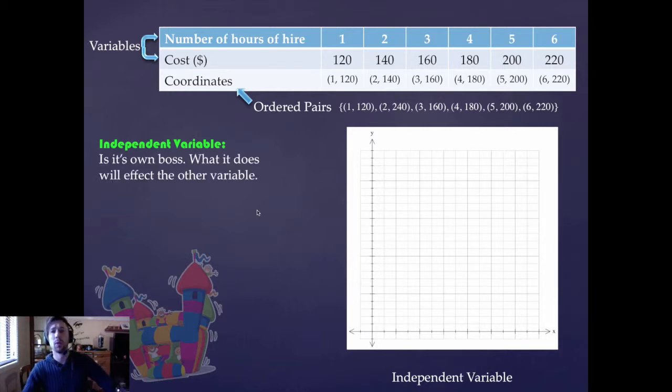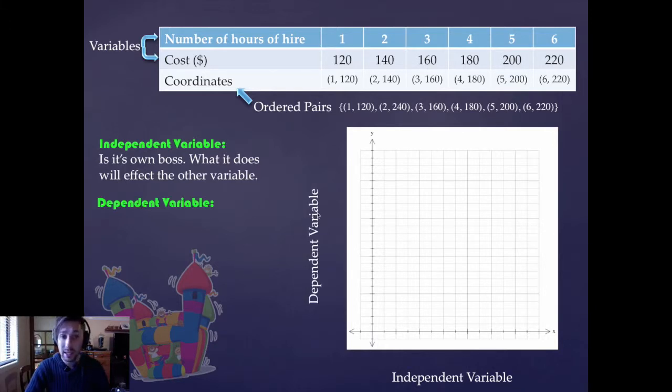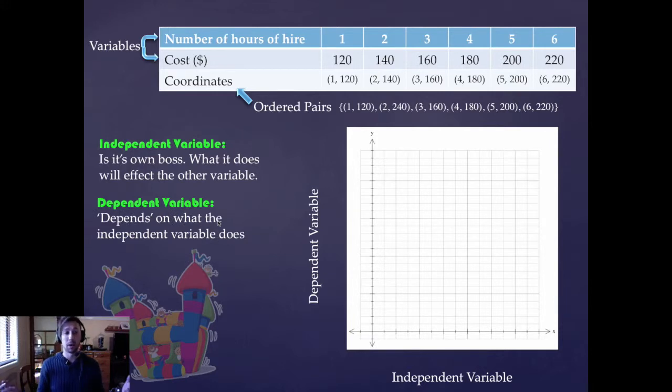A way of remembering the independent variable is I like to think of it as being its own boss. It can do whatever it likes, and the dependent variable has to kind of react to whatever the independent variable does. Like I said, it always goes along the x-axis. Whereas the dependent variable goes along the y-axis, and I always remember it by thinking, well, it depends on what the independent one does. So the dependent depends on whatever the independent, who is its own boss, does.